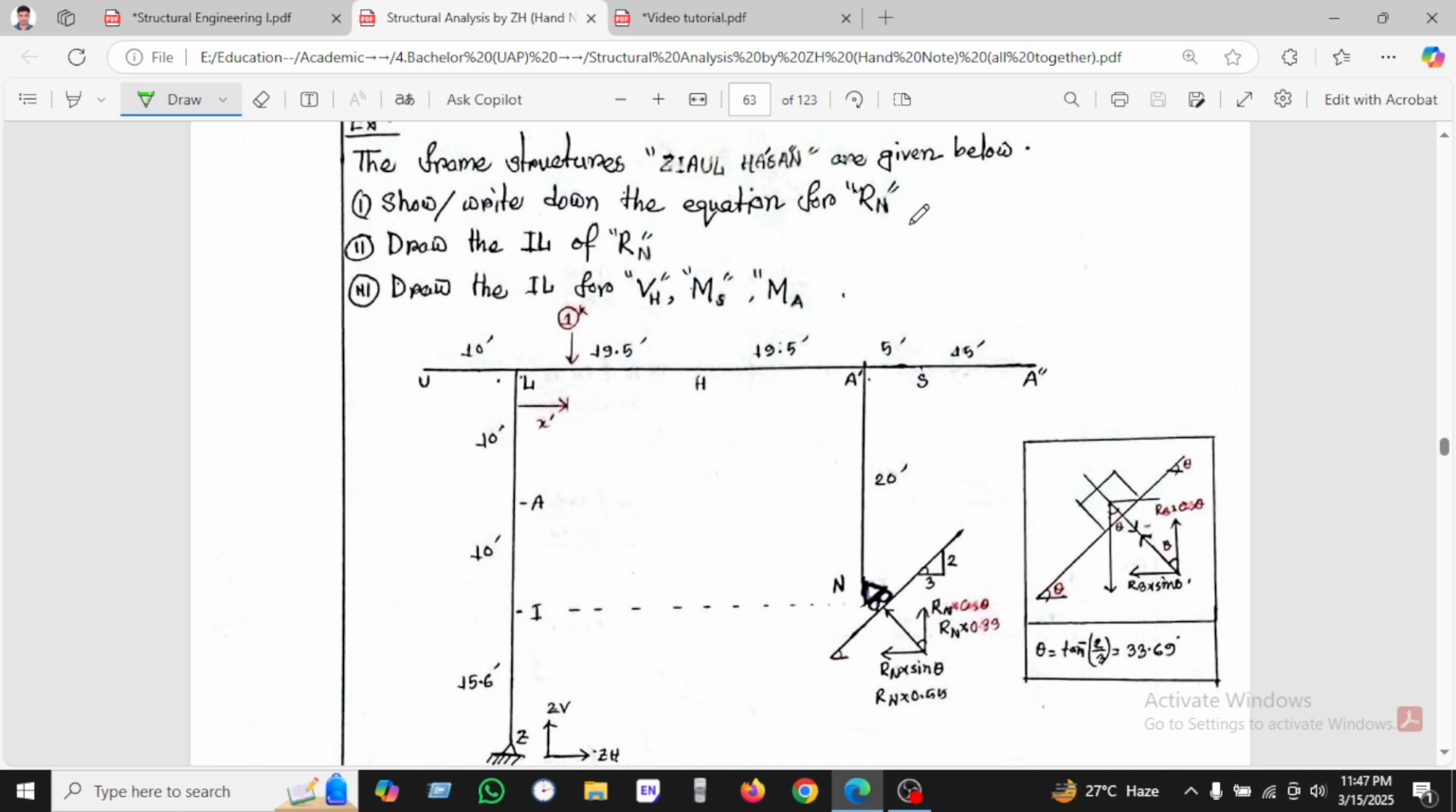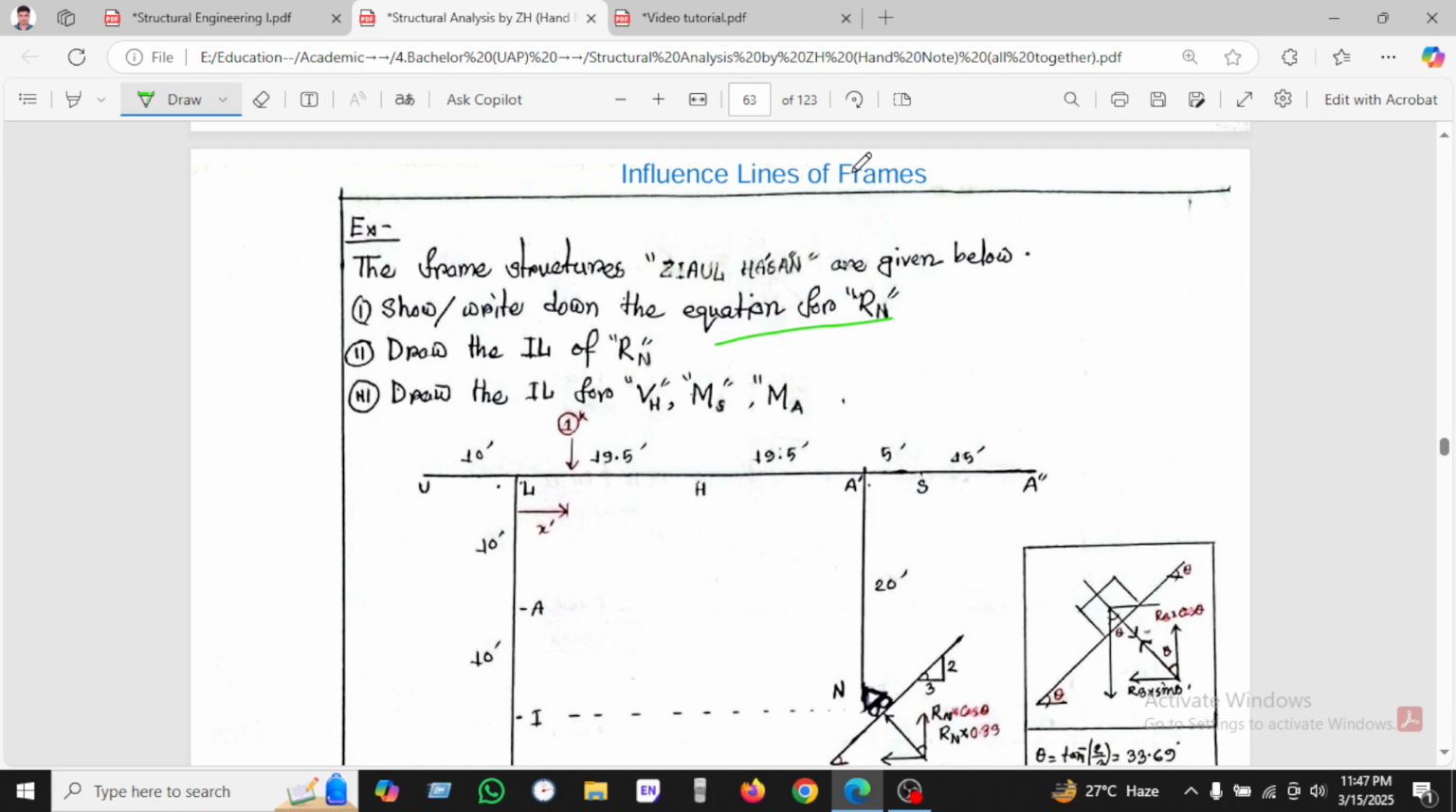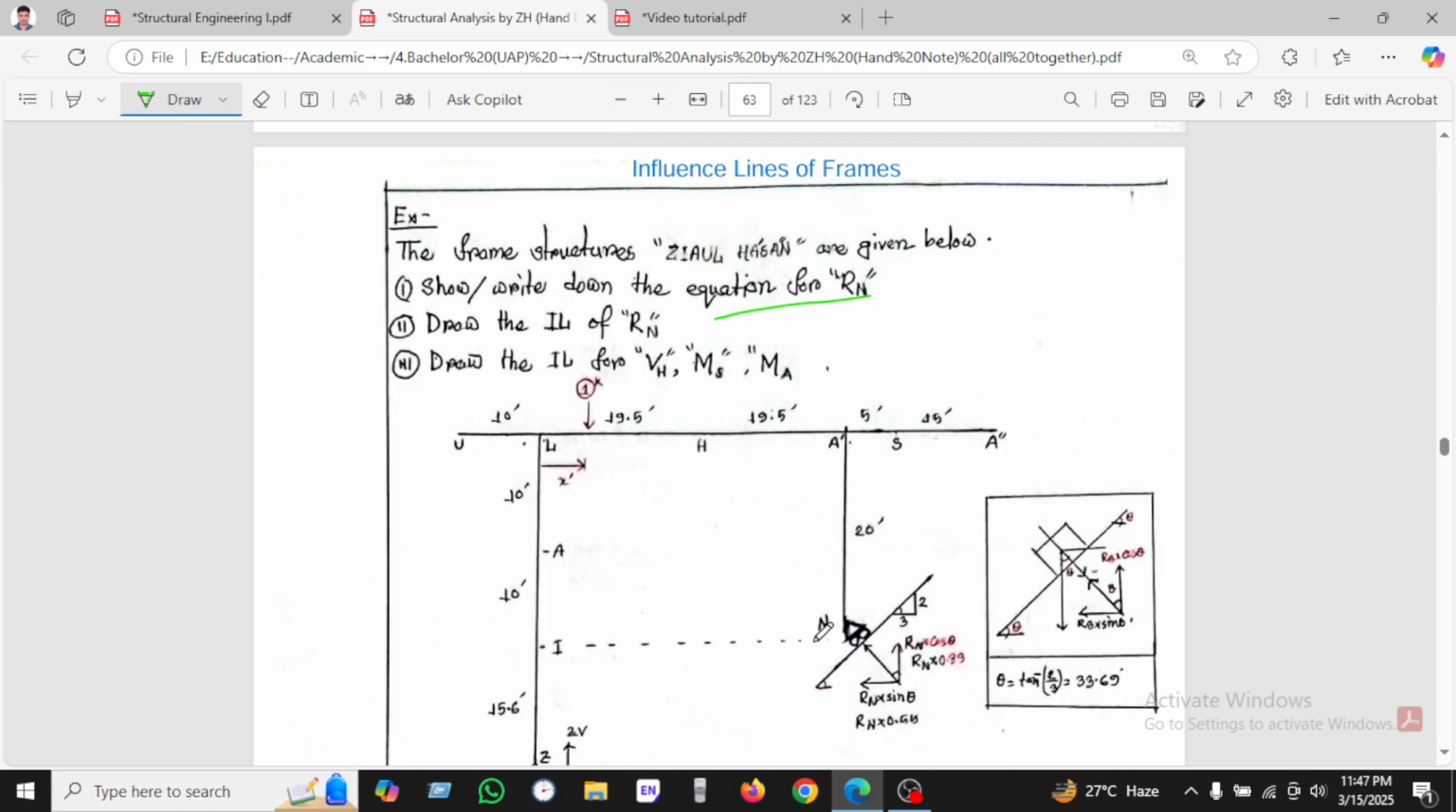So write down the equation for Rn. Sorry, it will be Rn, and draw the influence line of Rn, and then draw the influence line of BH, which is here, and MS, which is here, and MA, which is here. So let's start.